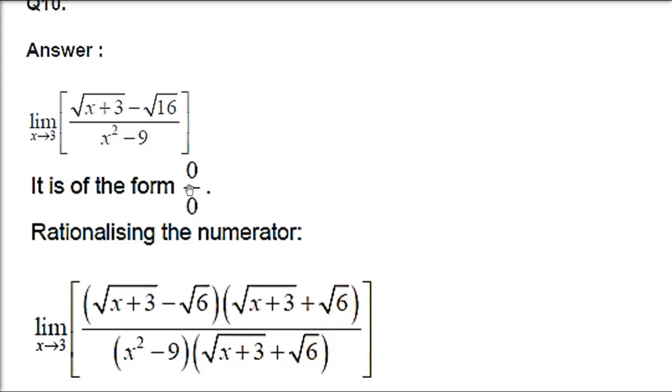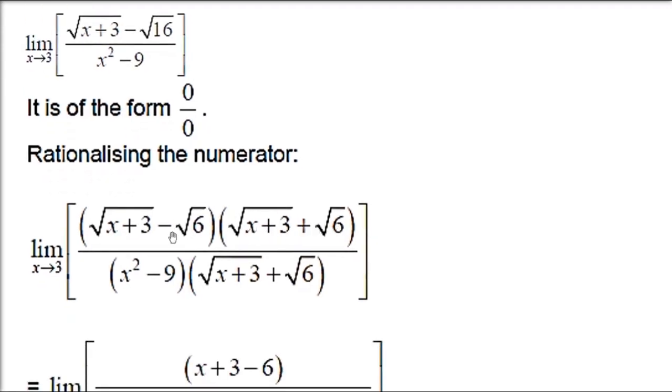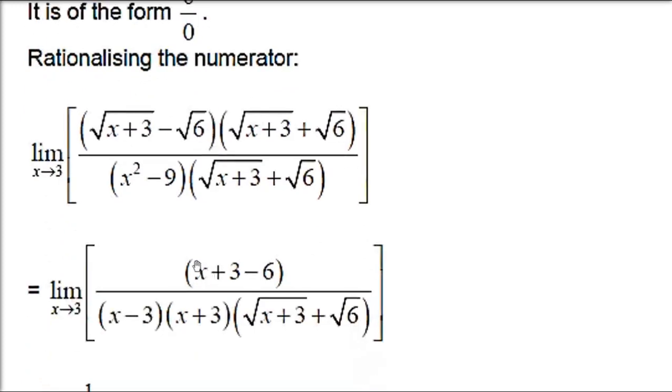It's 6. So again 0 by 0 will come if you put x as the value which is given, 3. So just rationalize it. √(x+3) − √6 will be multiplied by √(x+3) + √6, in numerator and denominator. So a square minus b square will come.